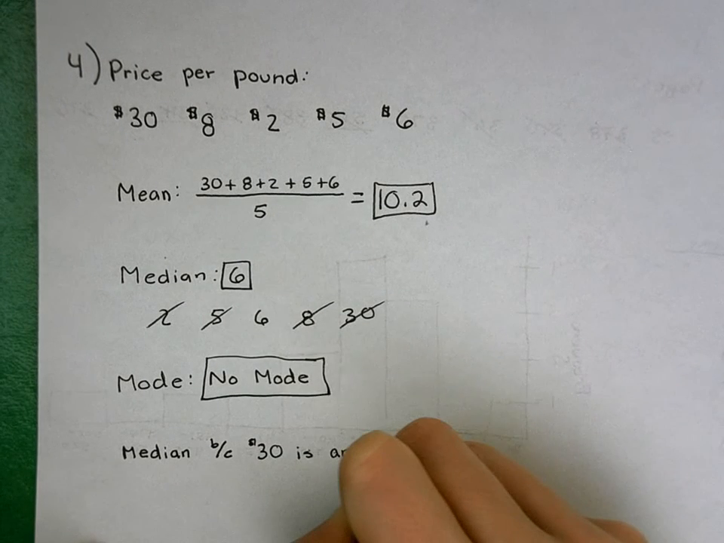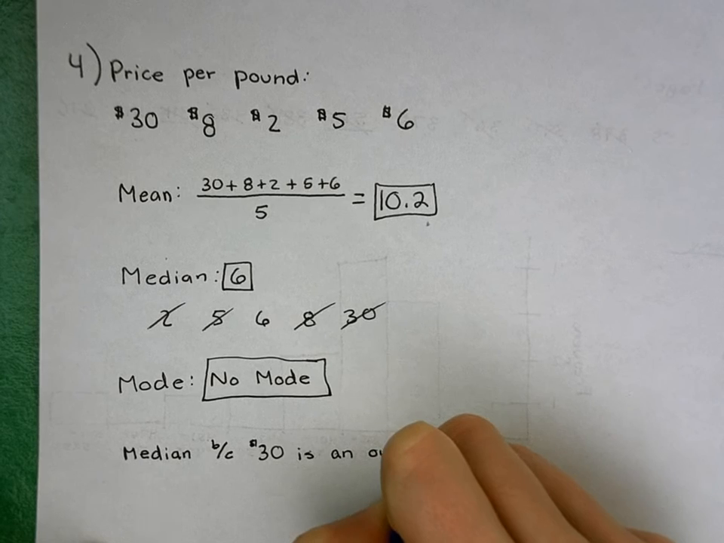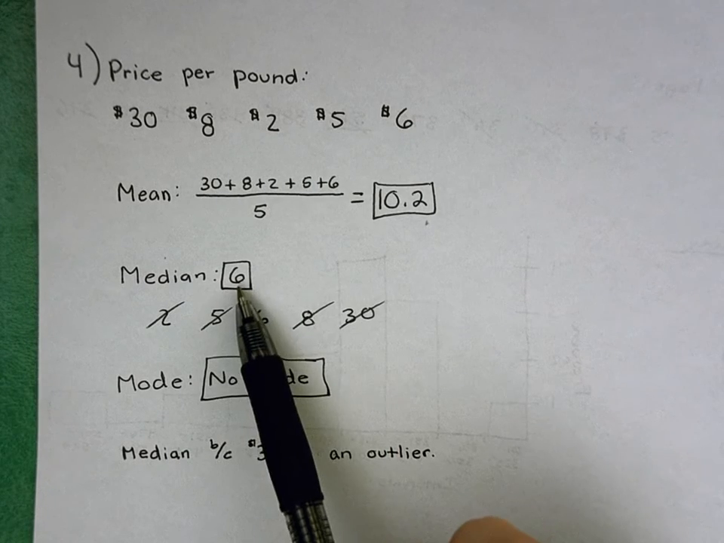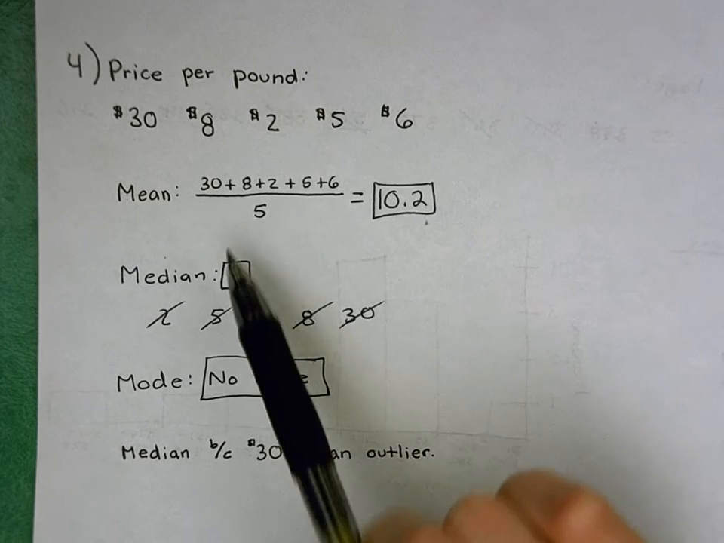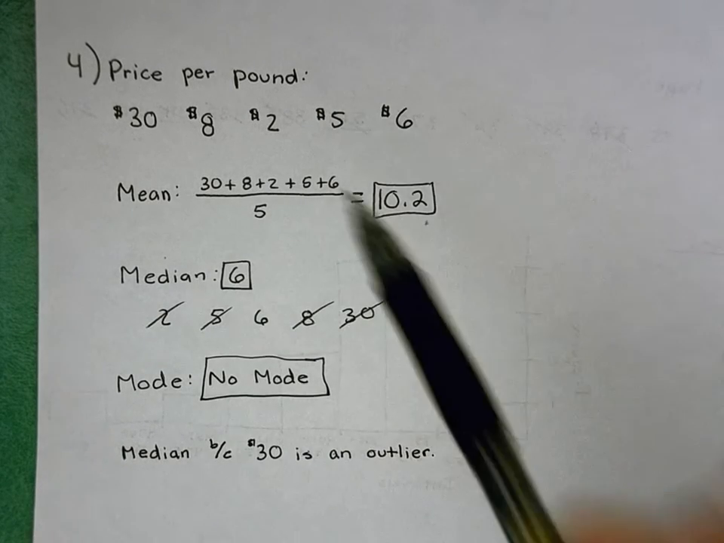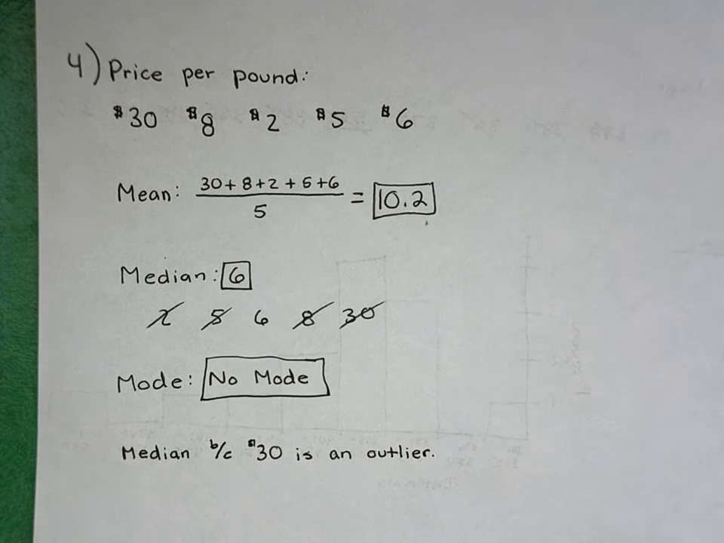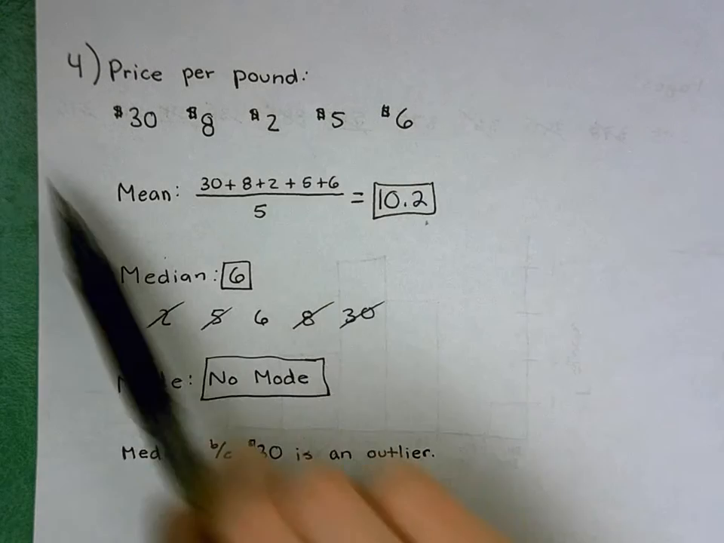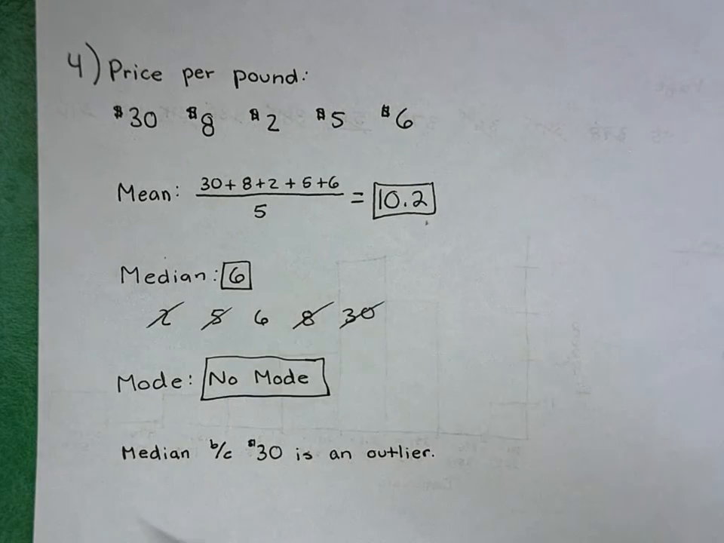And you can even kind of see why in what we've written here. Look at what the median is in this one, 6. 6 is literally in the middle of the data, right? But 6 is also right smack dab in the middle of our cluster. It's a good representation of the majority of the data that we've produced here. 8, 2, 5, 6. 6 is pretty average for all the data.